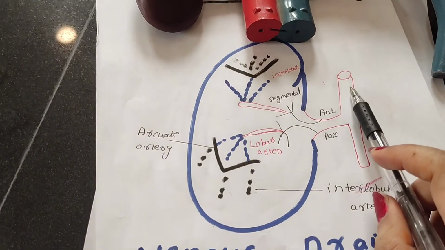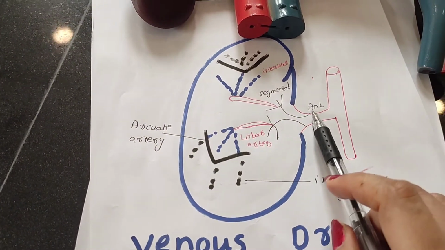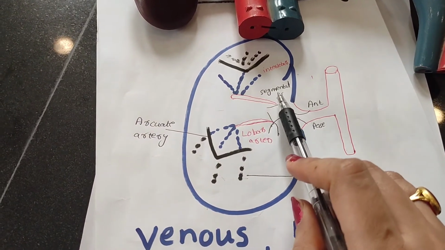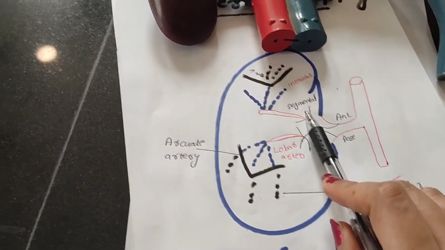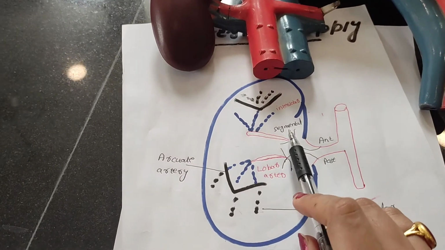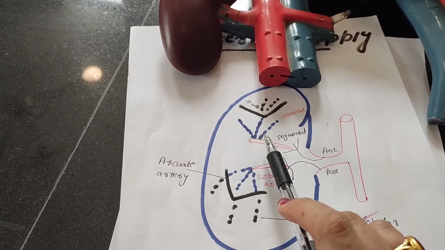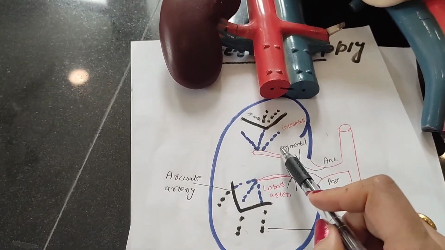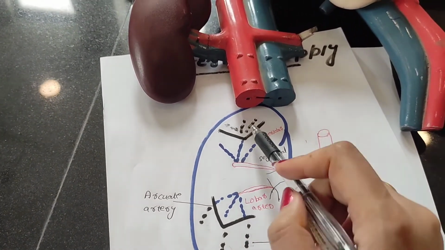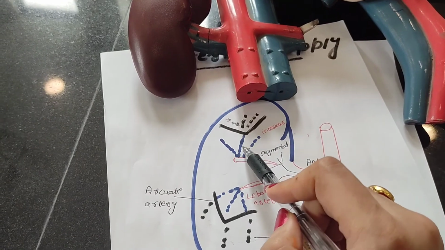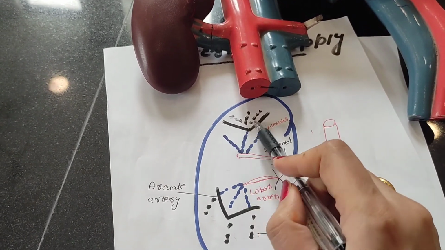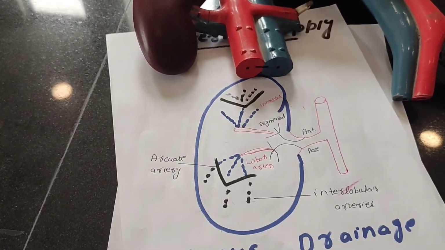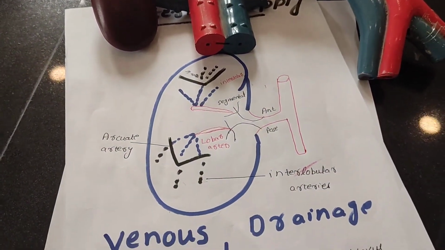Again I am repeating, renal artery originating from the aorta, entering the hilum, dividing into anterior and posterior divisions, further dividing into segmental arteries. Segmental arteries are giving blood supply to the vascular segments and then dividing into lobar arteries. These lobar arteries will further divide into interlobar. These are interlobar and they will form the arcuate artery, and arcuate artery further will give interlobular arteries. So this is the blood supply for the kidneys.